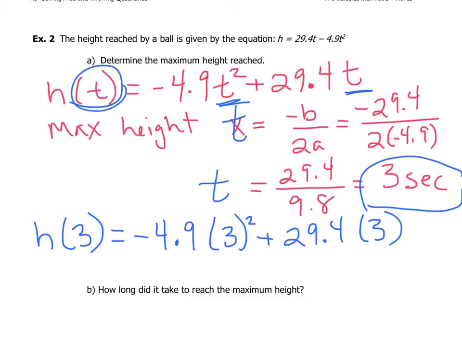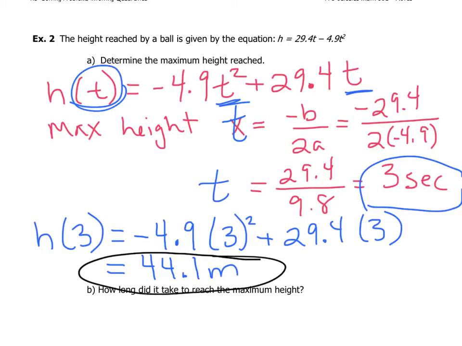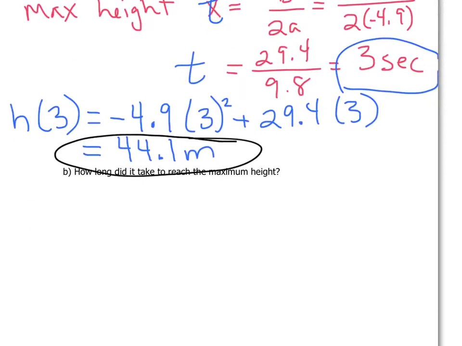minus 4.9 times 3 squared plus 29.4 times 3. So h of 3, our height, is 44.1 meters. So that's our maximum height reached. Now, again, just like before, our part B was answered already, and we found that the answer for how long it takes to reach that maximum height was 3 seconds.